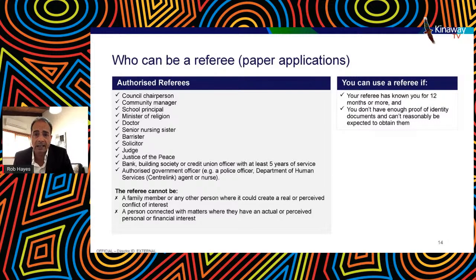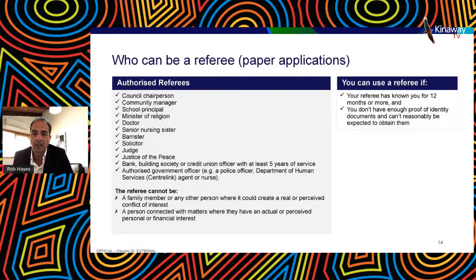We have a detailed list of who the authorised referees are on the abrs.gov.au website. That list is reproduced here. Could be a council chairperson, community manager, school principal, minister of religion, doctor, or any of the other individuals that are listed here.